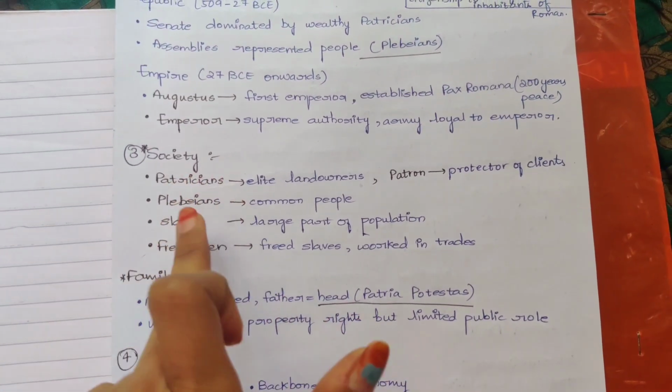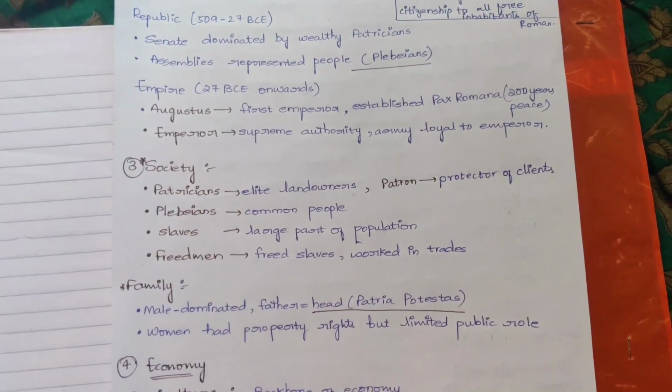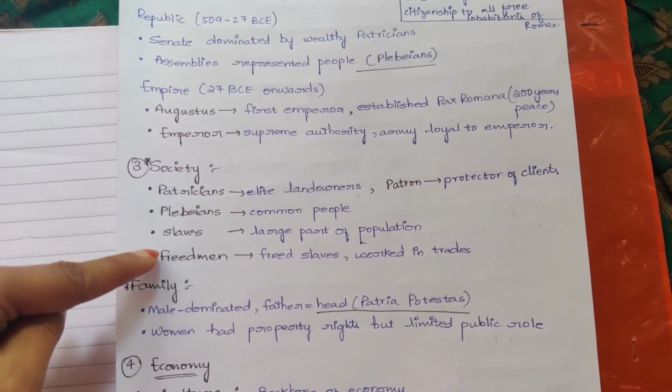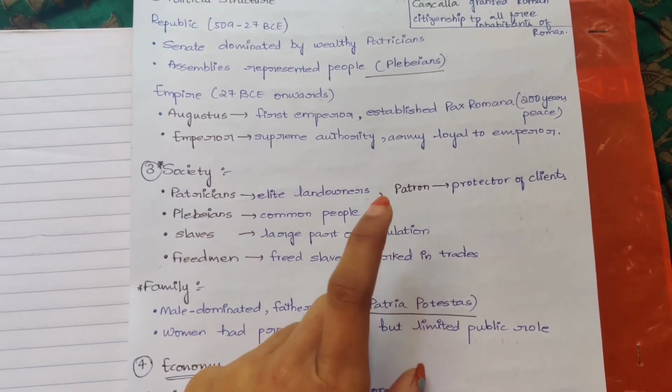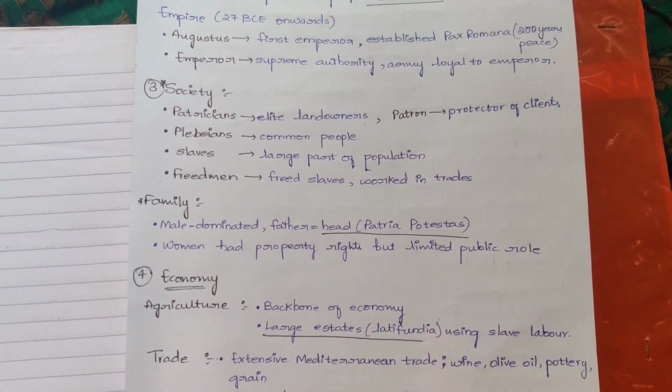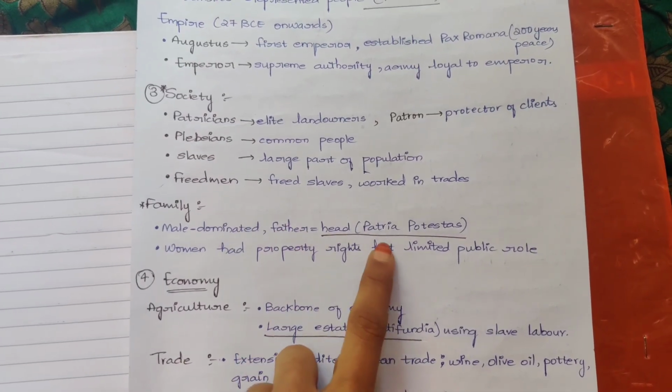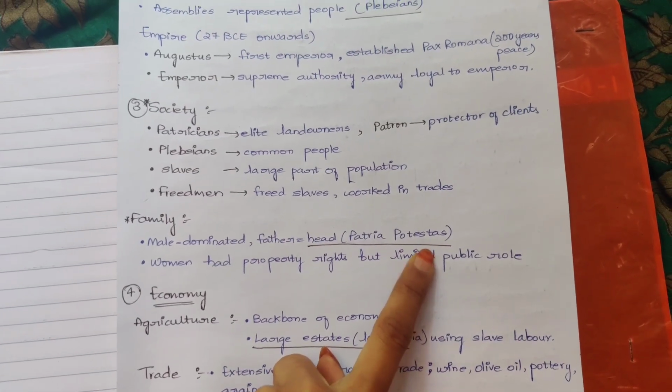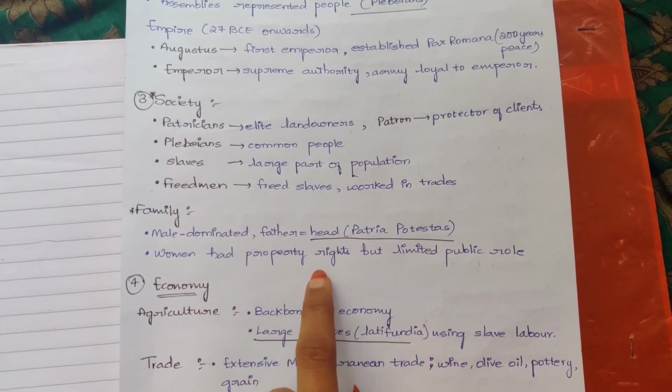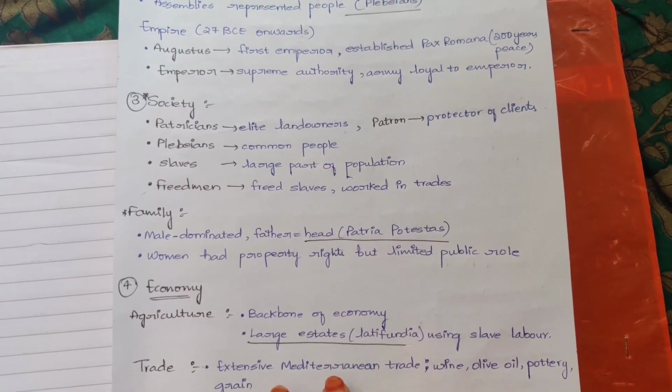Next, society. Here are the words which were used in Roman Empire: patricians, plebeians, slaves, freedmen and patron. Please check out the meanings. Family. Male dominated, father was the head. Patria potestas was known as the head. Women had property rights but limited public role.